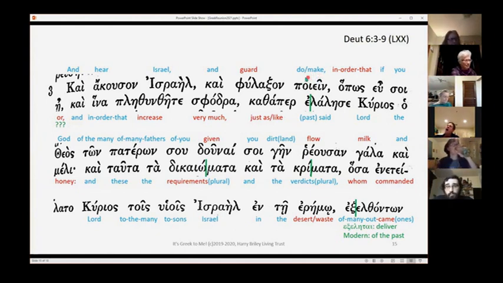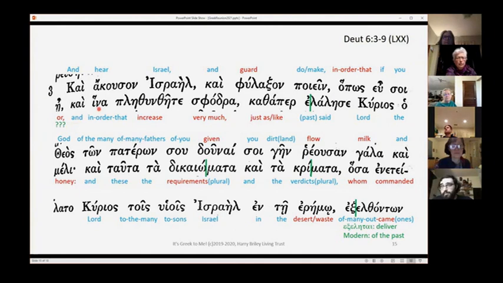Do or make. Hopos, in order that you is supposed to be good. Soy is you. Now this word, which is simply Eta by itself, translates as or, but I have no clue how this fits into the sentence. It makes no sense to me whatsoever. I'm just throwing up my hands on that one.